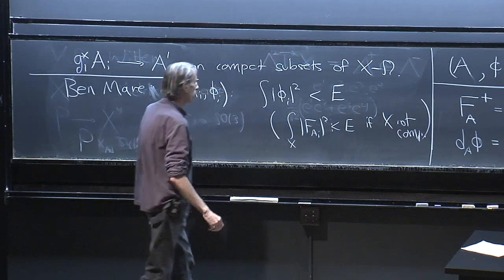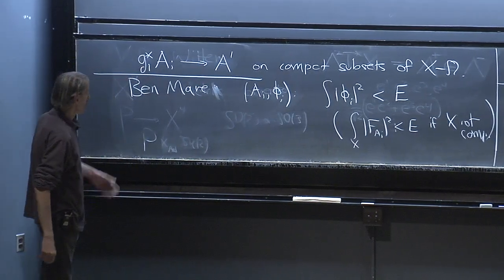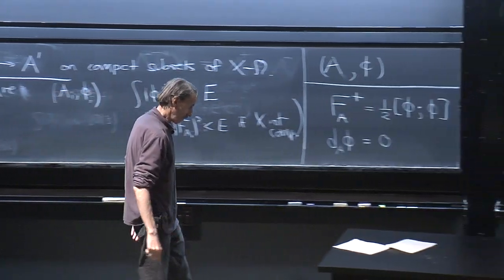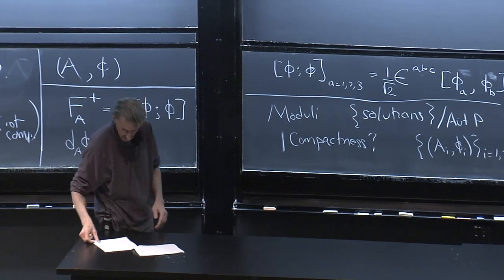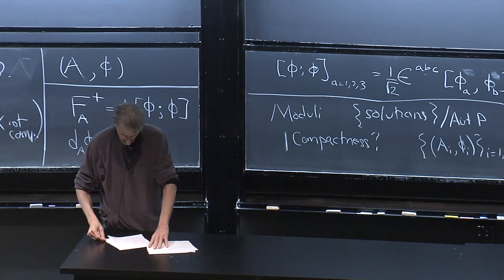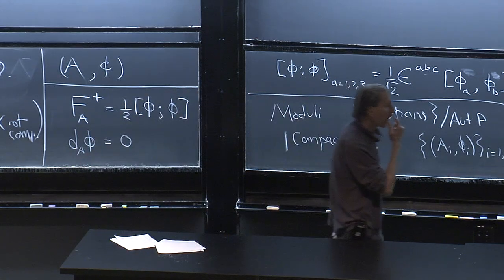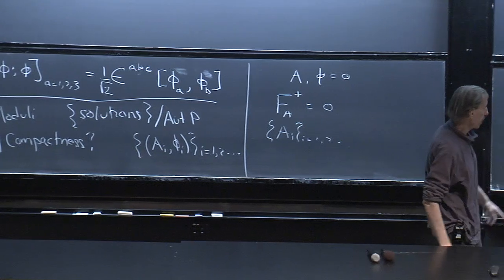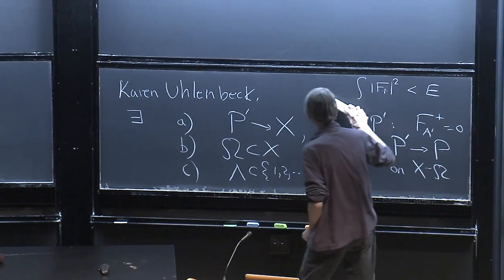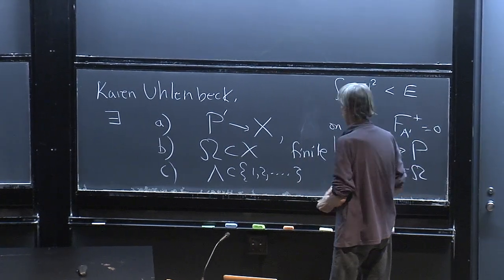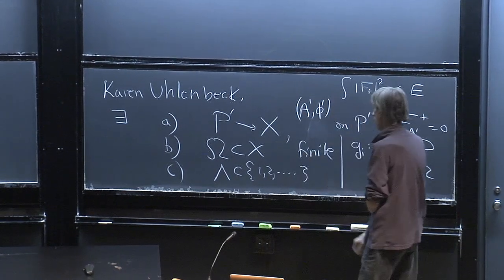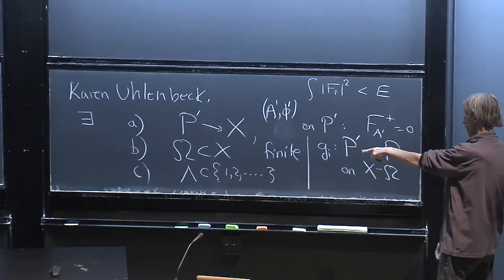Okay, so this is what Ben studied, and under these assumptions, there's an analog of Karin's theorem. So we have more data. We still have the P prime. We have X instead of A prime. Now we have an A prime and a phi prime. And otherwise, the data B and C are the same.